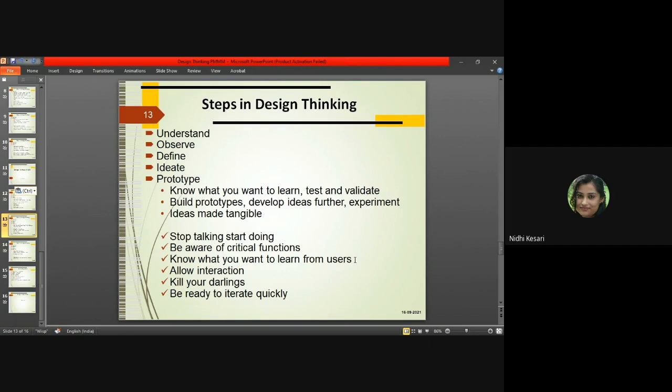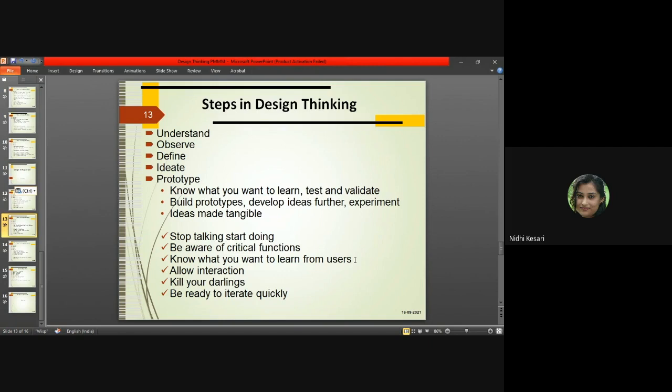Try to come up with a certain shape and size of your product, or in case that's a service, then ensure that you write everything in such a way that it looks very apparent what you want to do. Build prototypes, develop ideas further, experiment, and then ideas are made tangible in this stage. So prototyping will give you a fair hint whether whatever was in your mind can take real shape or not. While giving it a shape, at times again you deviate from your original idea, and that is the power of prototyping.